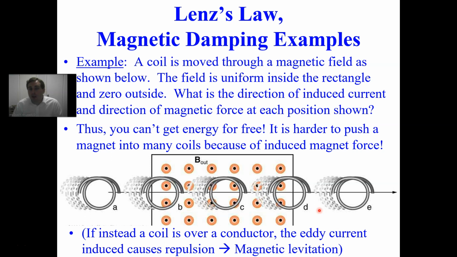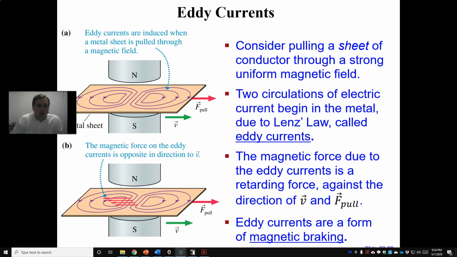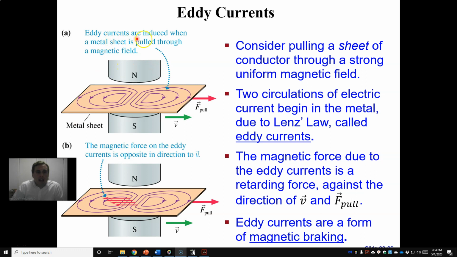There's several installed around the world. There's a few in China and several other places in the world. Those magnetic levitation trains basically use this magnetic braking process, and they use this magnetic levitation process. In fact, let's look at those eddy currents here briefly. So notice eddy currents are induced when a metal sheet is pulled through a magnetic field.